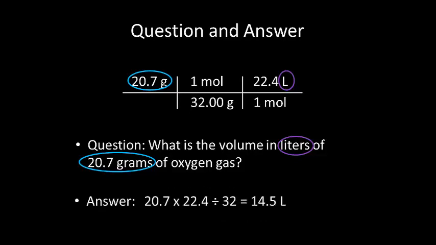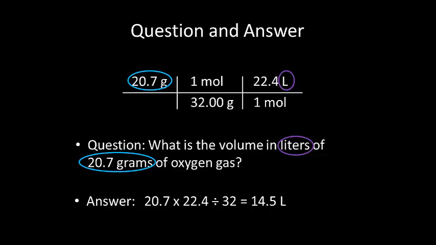So I would type in 20.7 times 22.4, because those are both on top of the fractions, divided by 32 because it's on the bottom of the fraction. You can add the 0.00, but honestly, the calculator doesn't care. You should write the 0.00 in the problem to keep track of significant figures. And if you're my student, I expect to see it there. The answer, 14.5 liters, is rounded to significant figures.